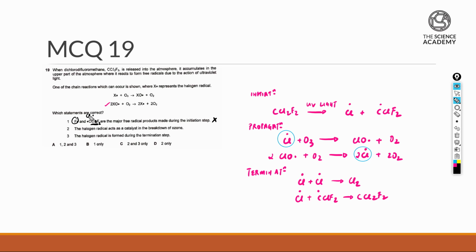So second step, yes, the halogen radical here, which is the chloride radical, is acting as a catalyst because it can perpetuate back into the propagation step to be regenerated over and over again to help in the breakdown of ozone. And lastly, halogen radical is formed during termination is out because it should be formed during the initiation step in the presence of UV light. So the answer here is D, which is just option 2.